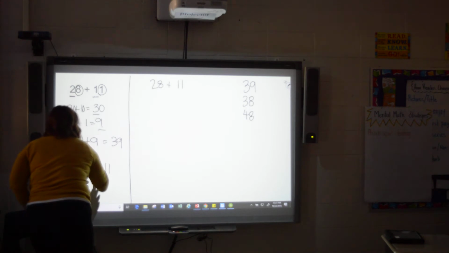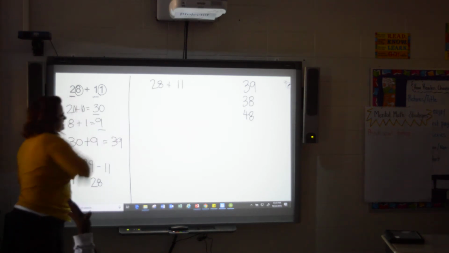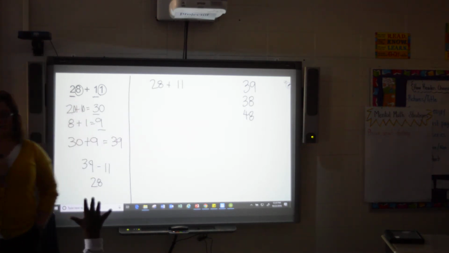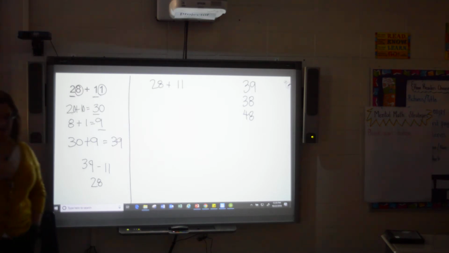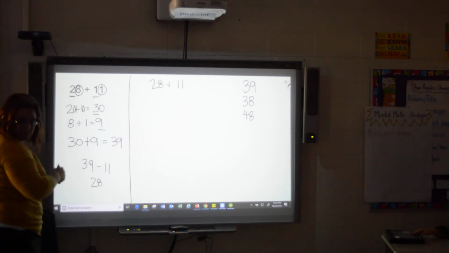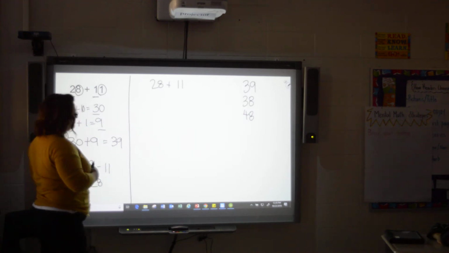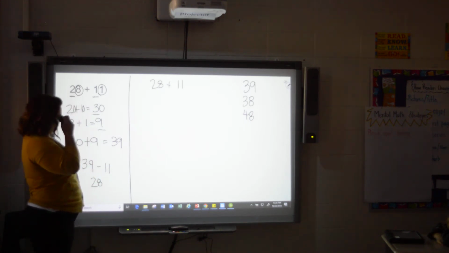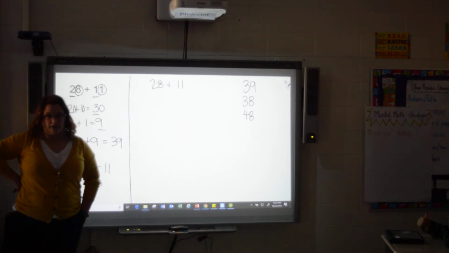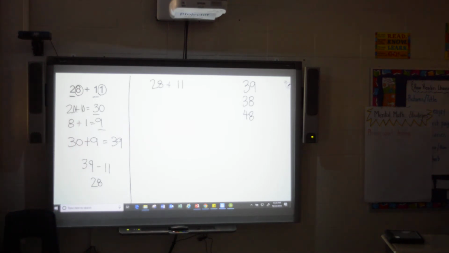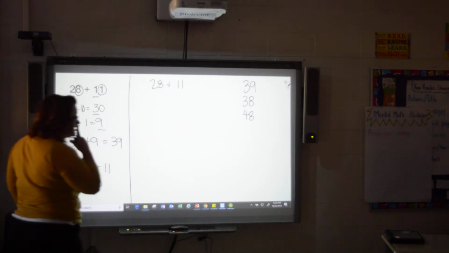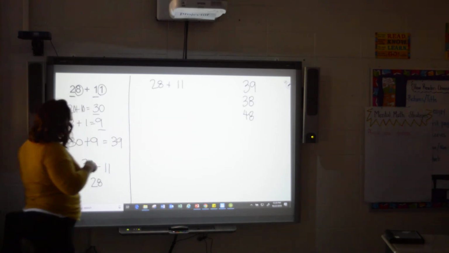You get 28. All right, can somebody else tell me another way that you solve 28 plus 11? Right here in front of you. I'm going to grab a girl and then I'll grab you, okay? Tell me what you did. Never mind, that was the wrong number. Oh, okay. Come here. Base 10 blocks. All right, tell me what you did.